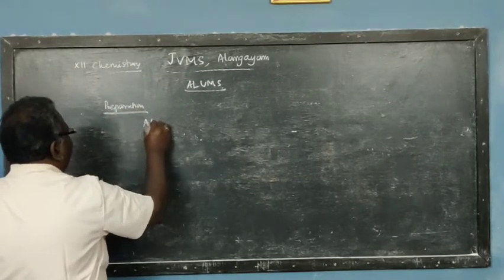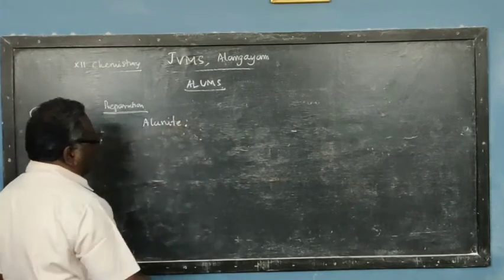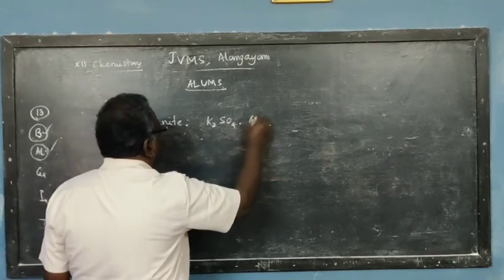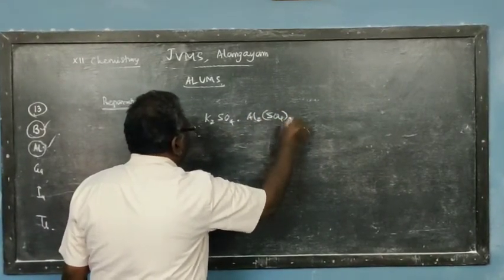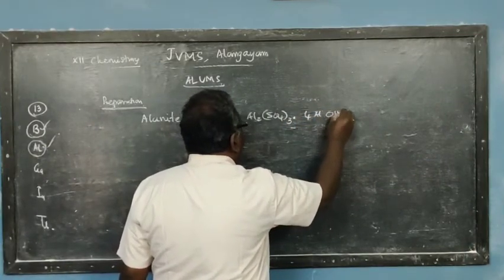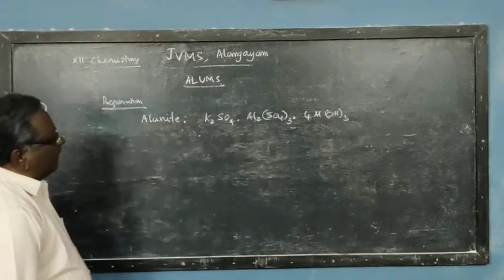So it is prepared from alunite, a natural substance called alunite. Alunite is mainly potassium sulfate, aluminum sulfate with 4 times of aluminum hydroxide. Right? So this is the formula for alunite.